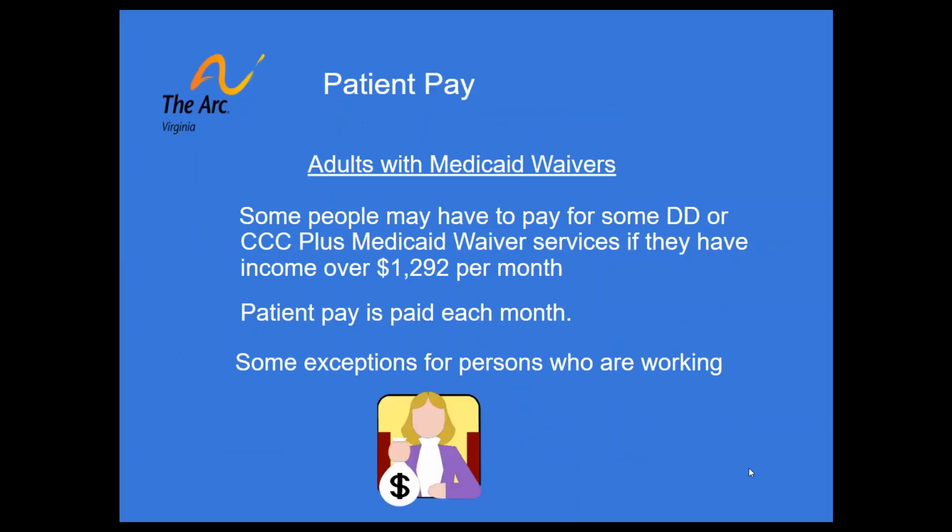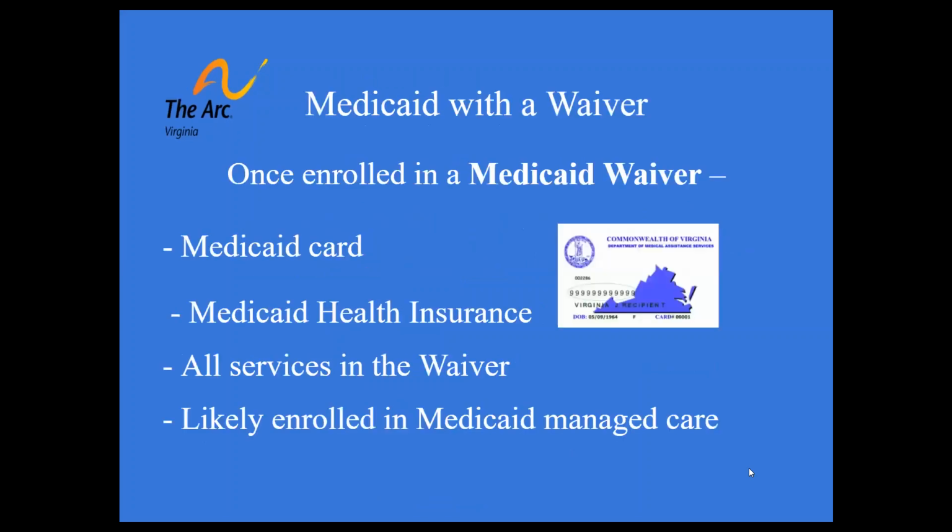Medicaid waivers. Some people may have to pay for some DD or CCC Plus Medicaid waiver services if they have income over $1,292 a month. Patient pay is paid each month. There are some exceptions for people who are working. Once a person has a waiver, then they must apply for Medicaid if they don't already have it.